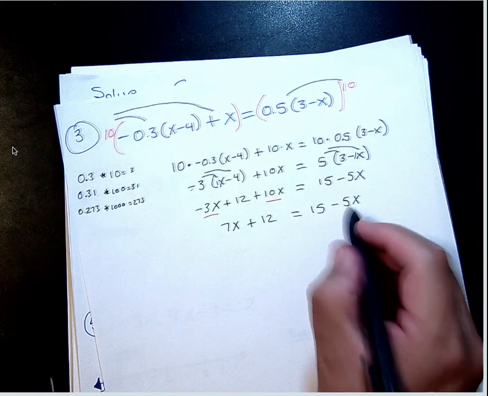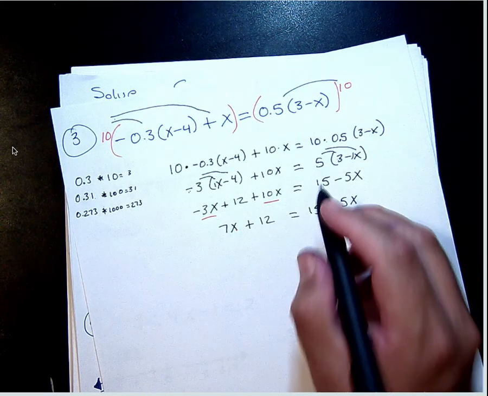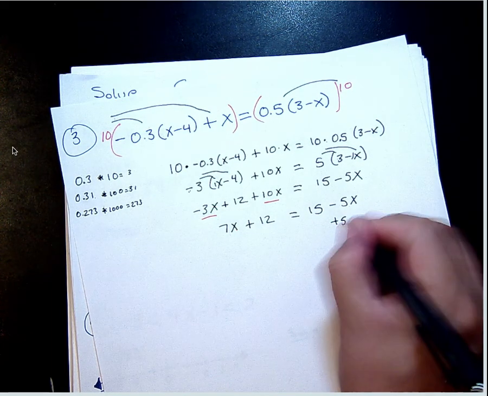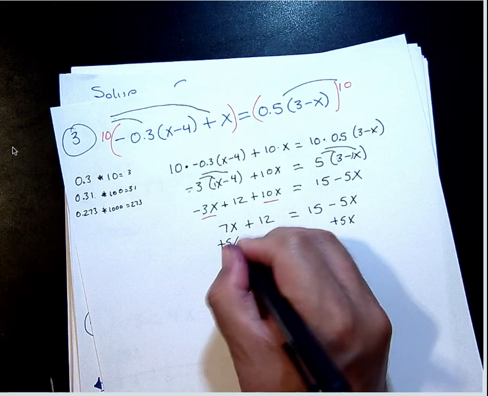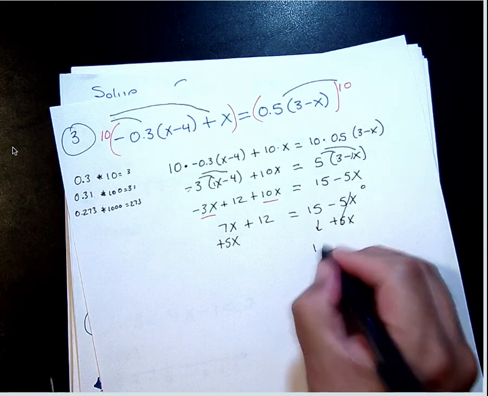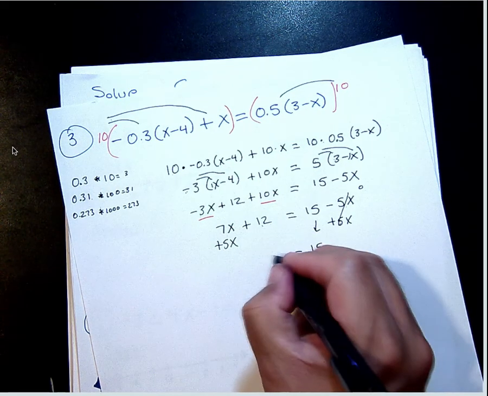Okay, now combine the x's. So I'm going to bring these 5x to that side, so 5x, so that becomes 0. Bring down the 15, bring down the 12.